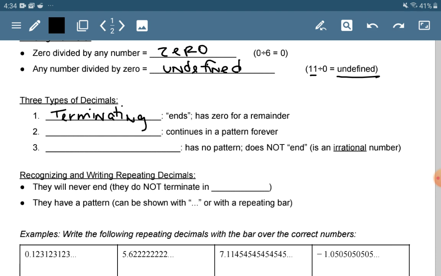Decimals that continue in a pattern forever are repeating decimals. They keep going on and on forever, but this is a pattern that you can predict. And finally, non-repeating numbers go on and on forever, but there is no pattern. We also call these irrational numbers.